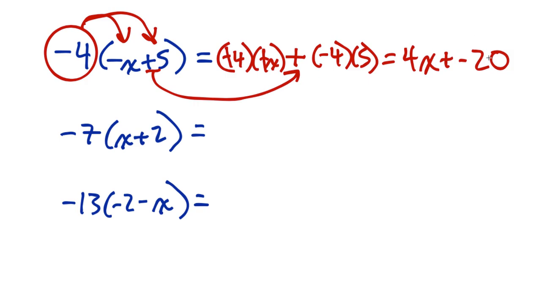Now remember, most teachers don't like to see two operation symbols in a row like a plus and a minus. That simplifies to a minus, so it's going to become 4x minus 20 in our answer.